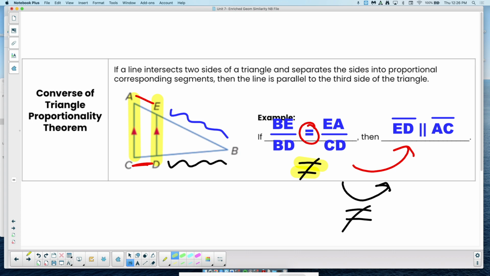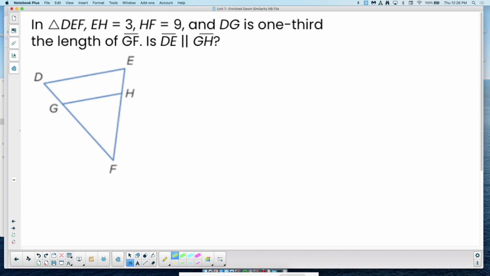So let's see what that would look like. We have our big triangle here, DEF, where EH is 3, HF is 9, and DG is 1/3 the length of GF. Sheesh. How are we going to do that? Well, do we know what 1/3 of it is? No, so I'm going to call it X. And if I want this to be 1/3 of this guy, I would have to multiply it by 3.